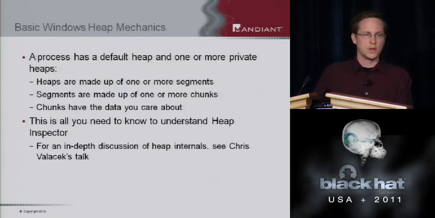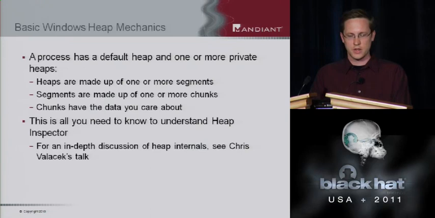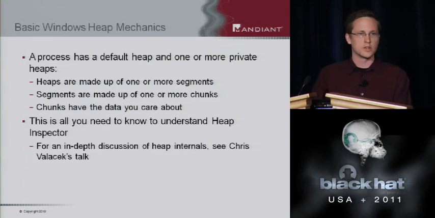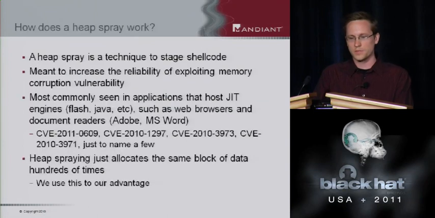So, very basic Windows heap mechanics. If you want a real overview of the internals of the Windows Heap Manager, check out Chris Valasek's talk on the low fragmentation heap. But basically every process has a default process heap and a number of private heaps. The heaps are made up of one or more segments. A segment is made up of numerous chunks, and the chunks have the actual data you care about. Each one of these is represented by a Windows data structure that has some meta information, but we're not going to focus on any of that. This is really all you need to understand how Heap Inspector works.